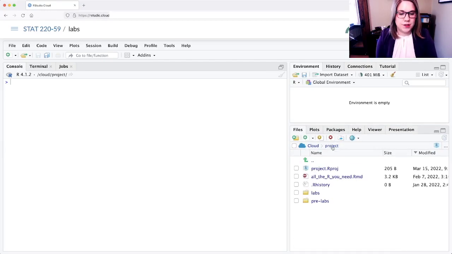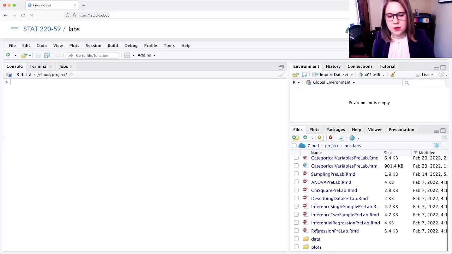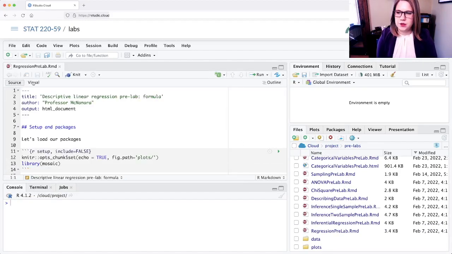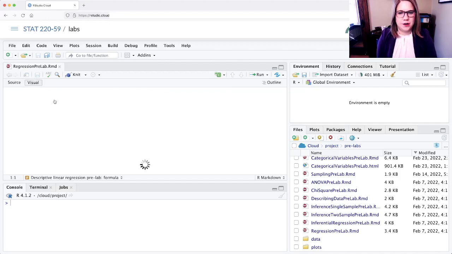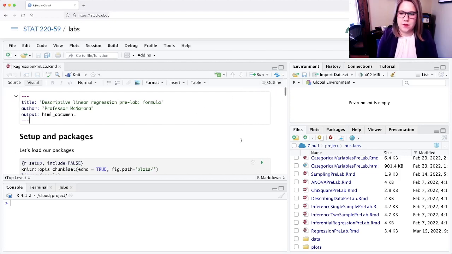So that's in the projects folder, and then it's in pre-labs, and then I think it's down at the bottom. It's this one called the regression pre-lab. And if you would like to, you can switch to the visual editor so that you can look at it a little bit more like how it would look when it's knitted. Sometimes I hide away that outline so that I have a little bit more space. It's the same stuff, but it just looks a little nicer.